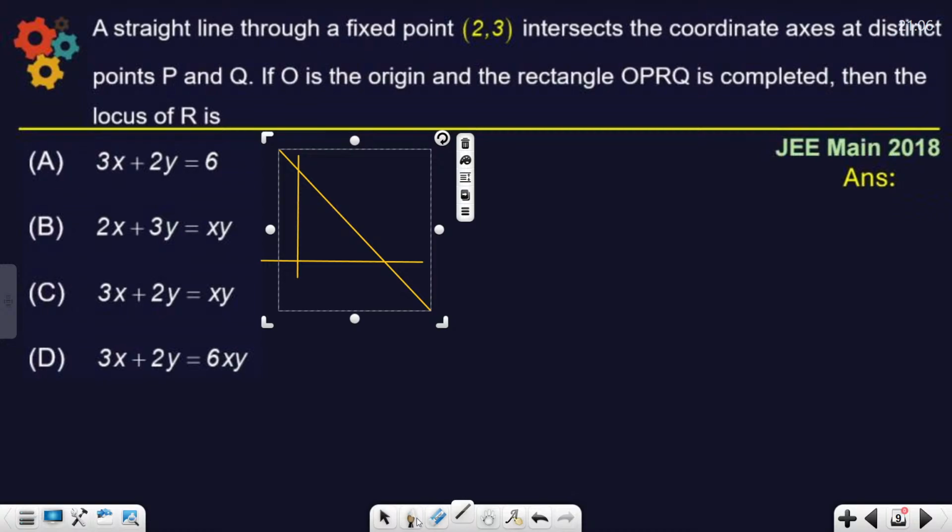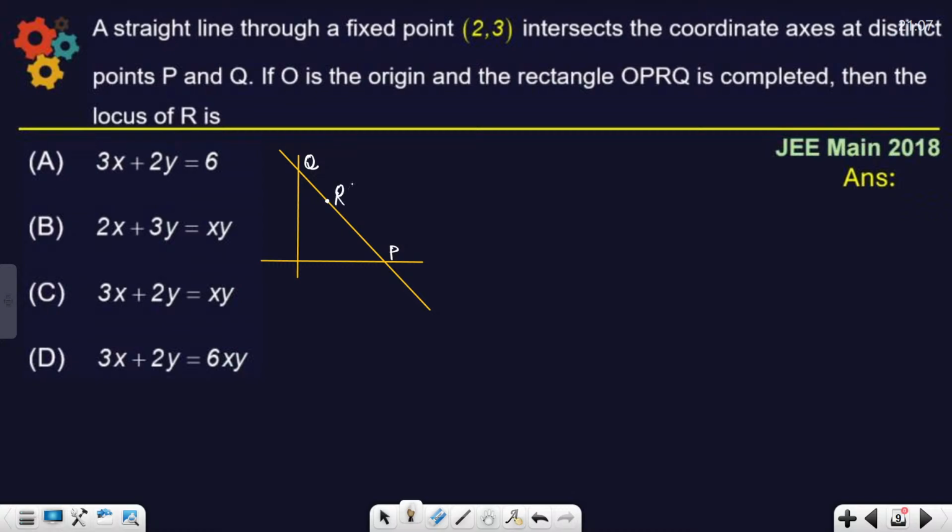Let us say these are the two distinct points here. This is my point P and this is my point Q. Okay. These are the two distinct points. It is passing through a fixed point. Let us say this point is 2, 3. Let us say this point is R, 2, 3. The line is passing through this point R.